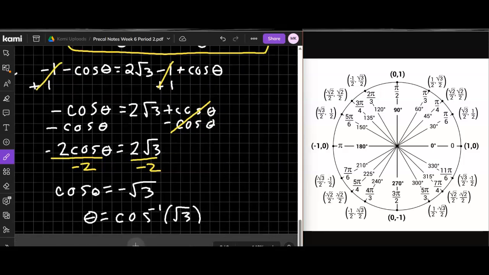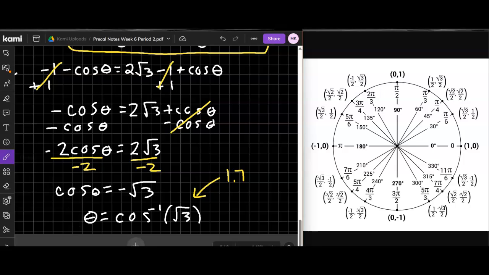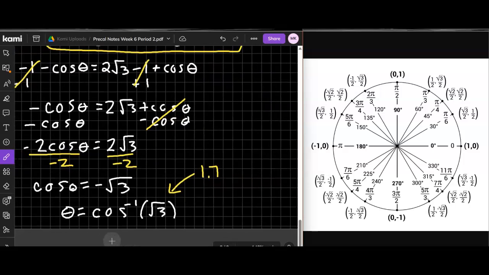You may have already reached this conclusion, but ladies and gentlemen, the square root of 3 is roughly 1.7. And if you look at the unit circle, the cosine is never larger than 1. Our x values on our unit circle go up to 1 and go down to negative 1. If you ever have a value that's larger than 1, there is no radian that gives you that answer. So theta cannot exist. There is no solution.